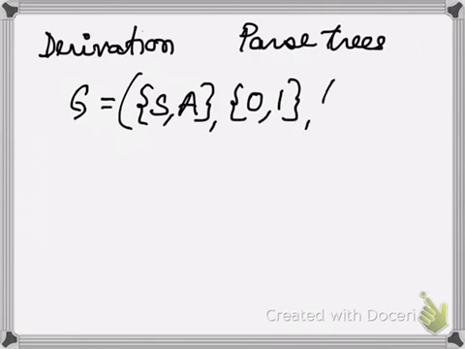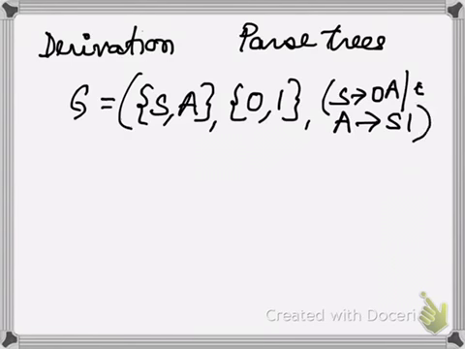Let me write the production rules as S derives 0A or epsilon, and another production rule, A derives S1. So these are my production rules, and my start state is S. This is the context-free grammar which is given to us. Now we have to find out what is the language that this grammar generates.